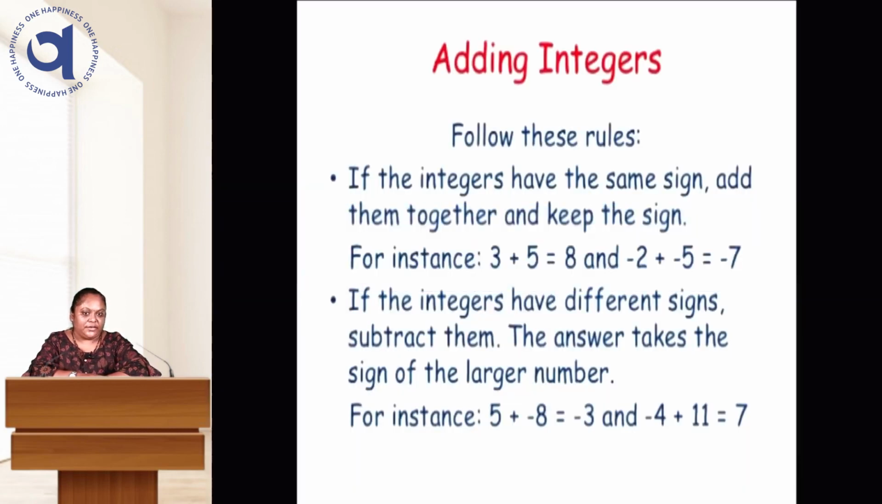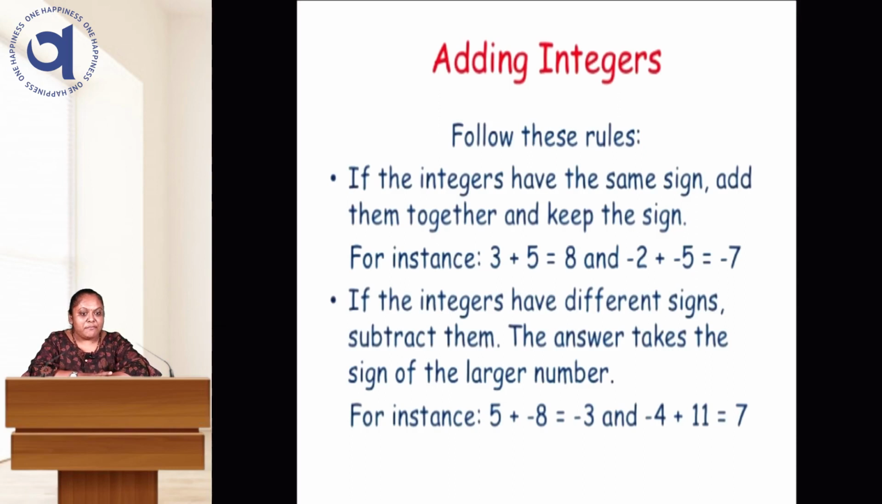Addition and subtraction of integers. For adding integers, you have to follow this rule. If the integers have the same sign, add them together and keep the sign. For instance, 3 plus 5 is equal to 8 and -2 plus -5 is equal to -7. That means if two integers have the same sign, then it is an addition. If we add them together, then we have to keep the sign same.